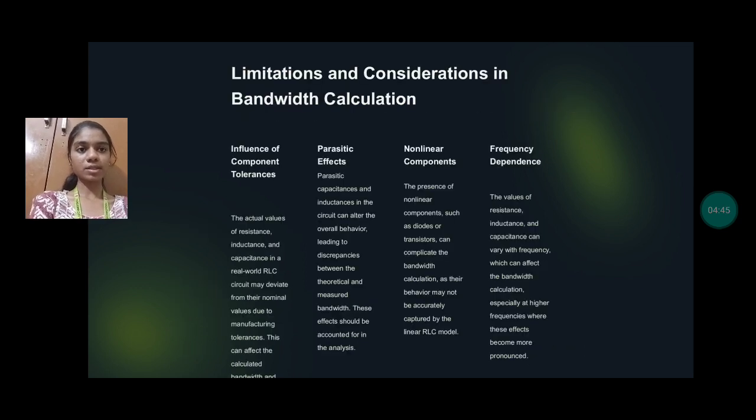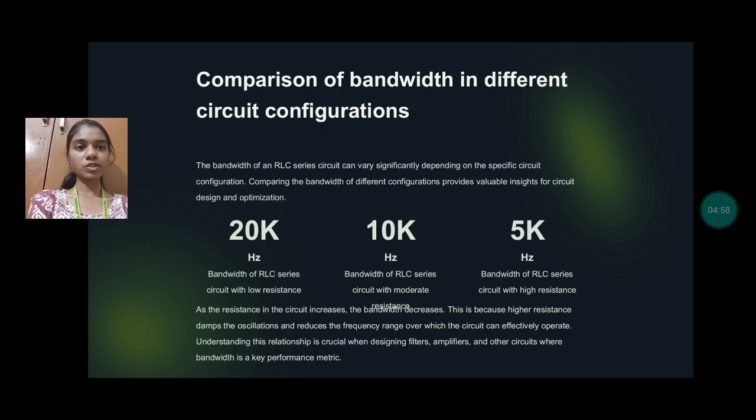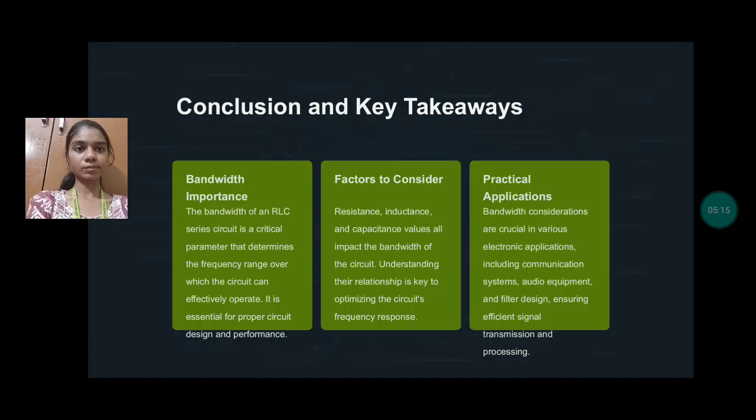Limitations and considerations in bandwidth calculation: influence of component tolerances, nonlinear components, frequency dependence. Comparison of bandwidth in different circuit configurations: 20 kHz, 10 kHz, 5 kHz. Bandwidth of RLC circuits with low resistance, bandwidth of RLC circuits with moderate resistance, bandwidth of RLC circuits with high resistance.